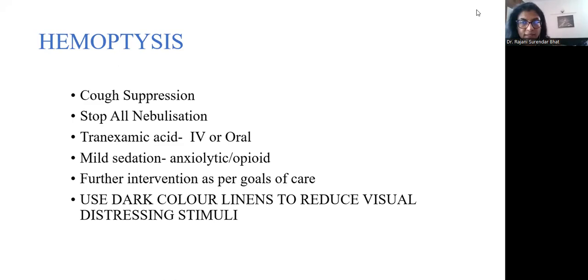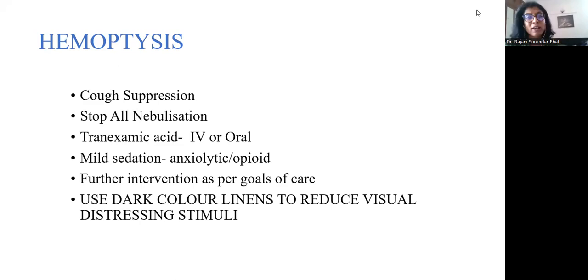The simple thing we can do is, if the patient is continuously coughing out a lot of blood, just change the bed sheets to a dark colored bed sheet. So the distress of seeing blood, dark towels, dark bed sheets, at least that anxiety and that absolute distress of watching yourself exsanguinate in front of your eyes, and for the family members, that distress comes down.